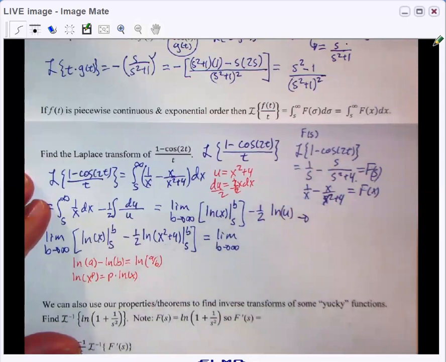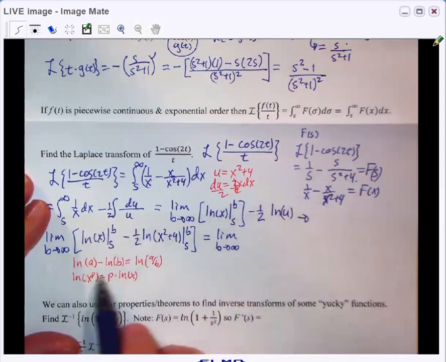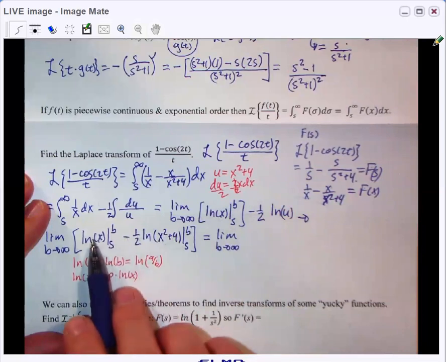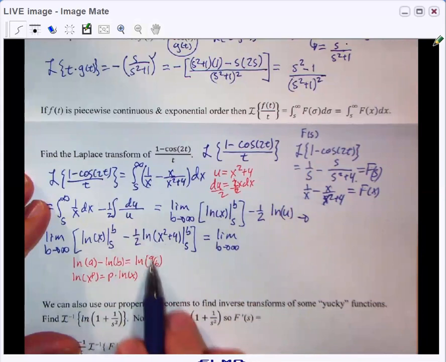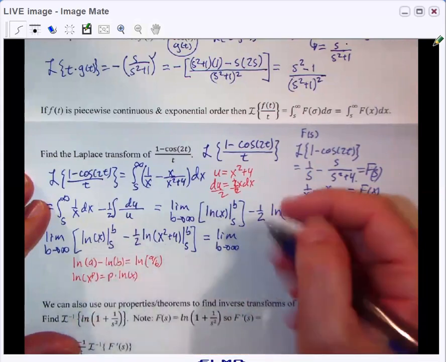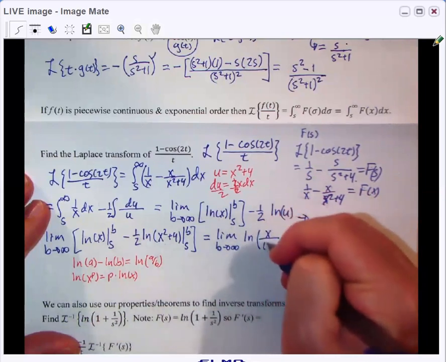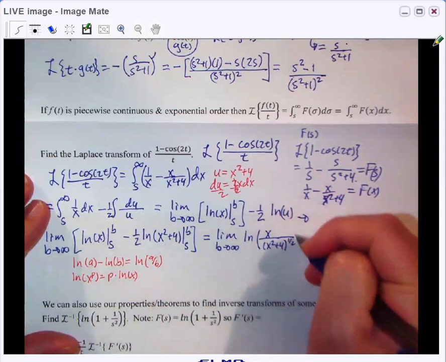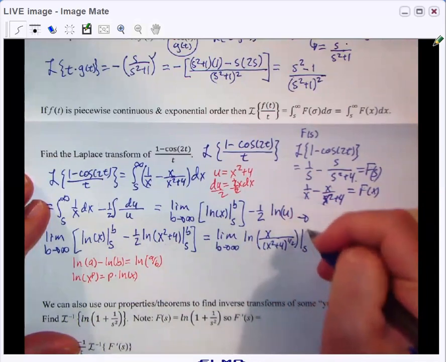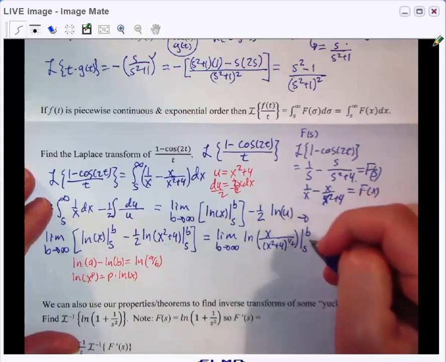So we're going to write them. We're going to bring this constant out here in as a power using this property. And then the difference of logarithms is the quotient of the two arguments. So we're going to get the natural log of x over x squared plus 4 to the 1/2 power, evaluated from s to b. And let's go ahead and do that.